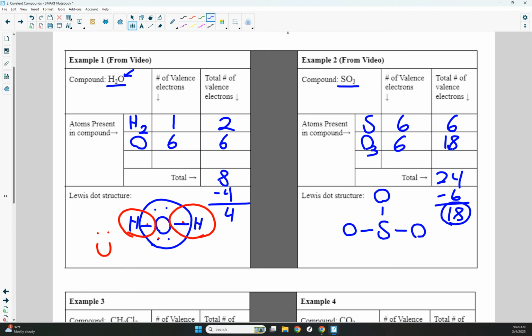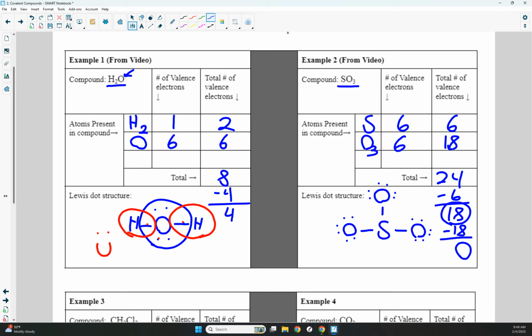So I always like to start on the outside. So I'm going to go 2, 4, 6, 8, 10, 12, 14, 16, 18. Okay? And I am now out of valence electrons, which is a very important thing to understand as we move forward here. So now, as part of step 4, I ask, are all these atoms happy?